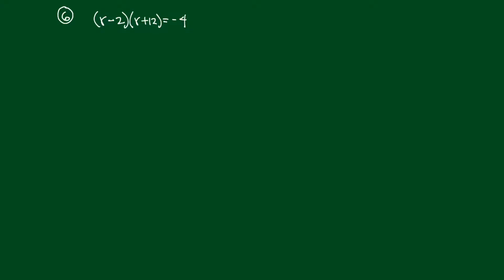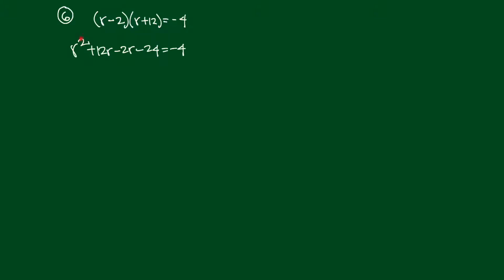I think we're going to have to multiply this one out first, so let's do that. Let's see, first and first will give us an r squared. First and last is positive 12r. The inner product is negative 2r. And then the last and the last, right, negative 2 times 12 is minus 24. That's equal to negative 4.